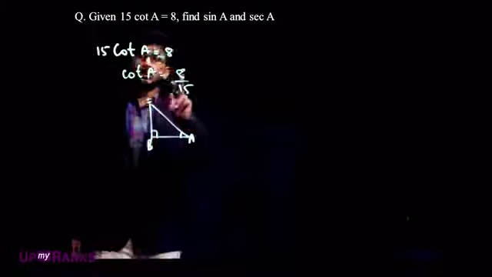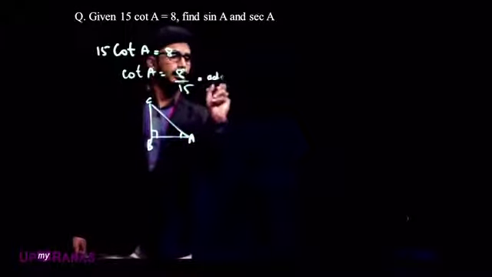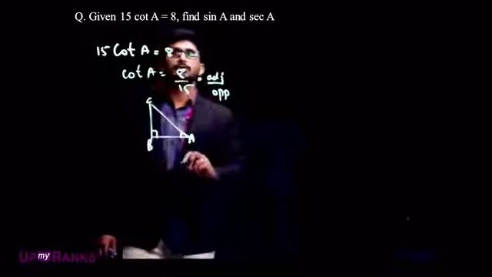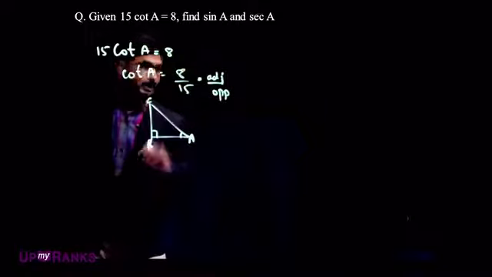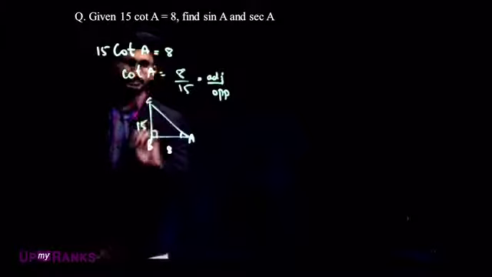So what is cot A? Cot A is nothing but adjacent by opposite. What do you mean by adjacent by opposite? Here for cot A, this is the adjacent and this is the opposite. So I have 8 by 15.